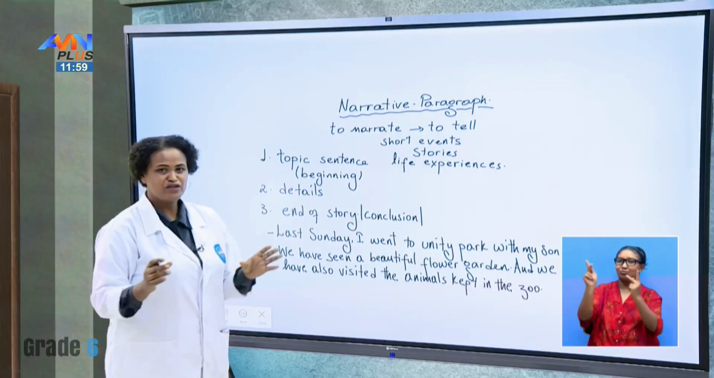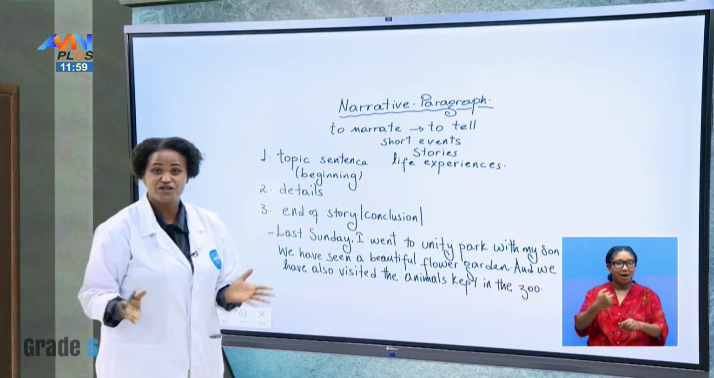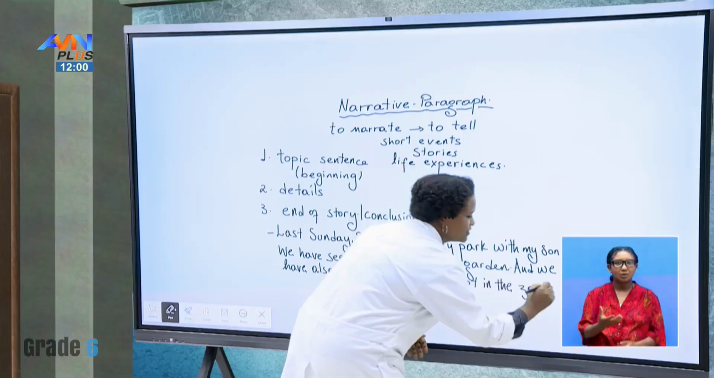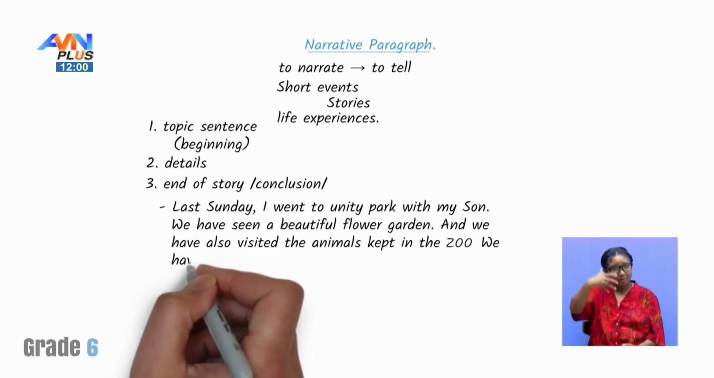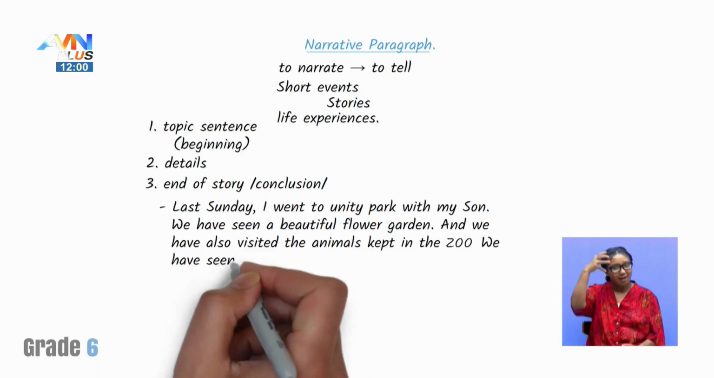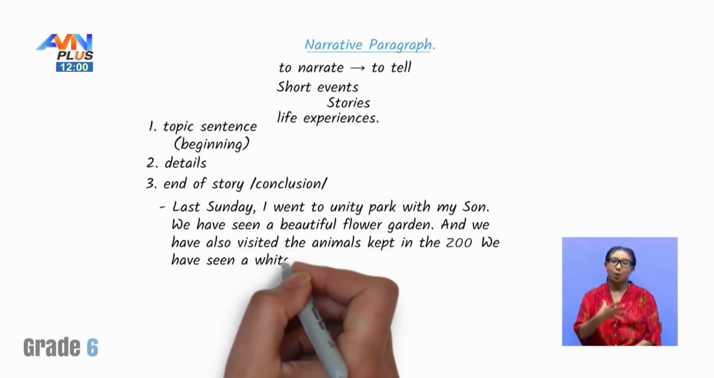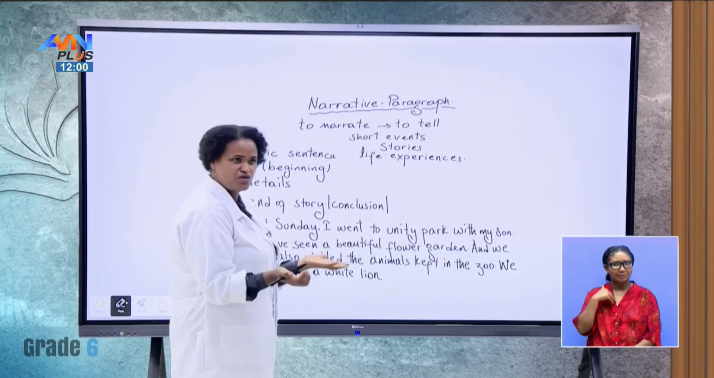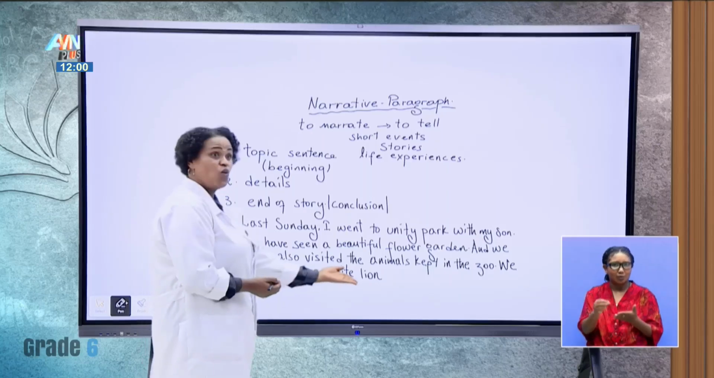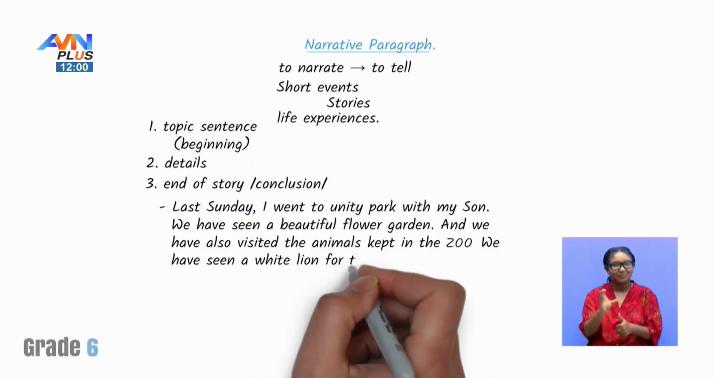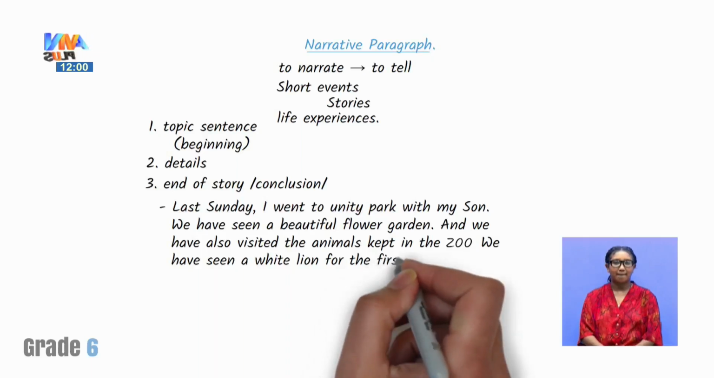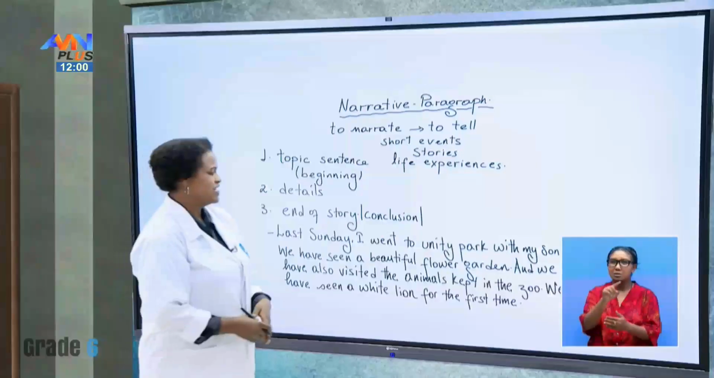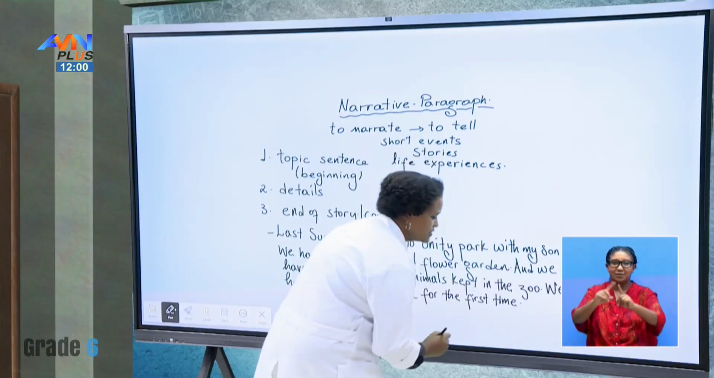You see? And let me tell you a different experience that I have seen for the first time. My son and I, we have seen a white lion. A white lion. I think there were 6 or 4 white lions there. We have seen a white lion for the first time. Not only that, there were also zebras, and different animals.